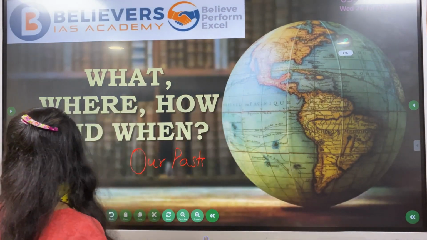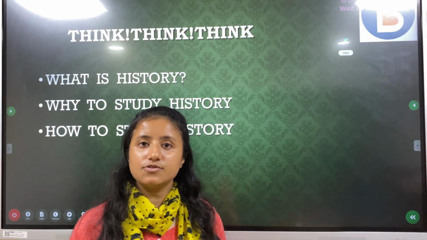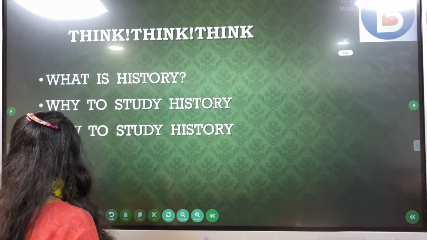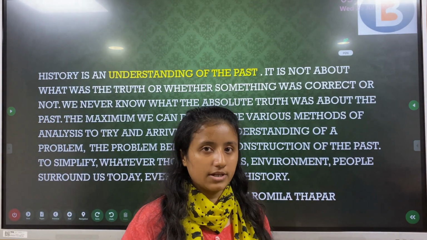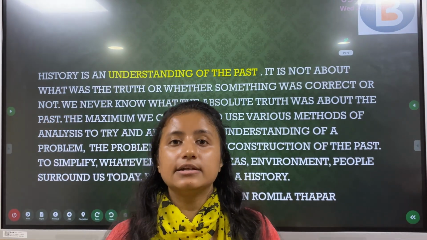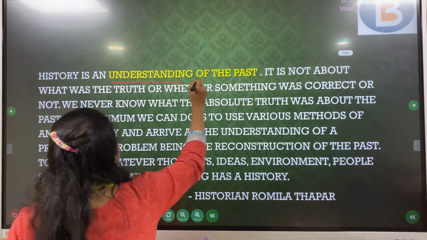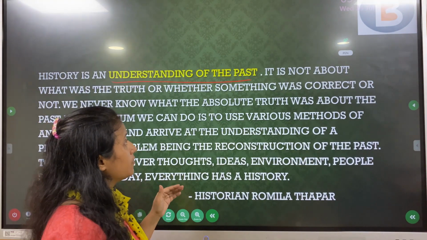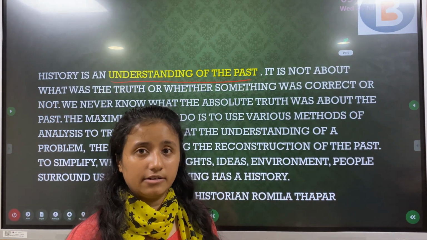Now let's move ahead. Here we will learn what is history, why we study history, and how we study history. Let's see all of these one by one. First of all, historian Romila Thapar says that history is an understanding of the past. It is not about what has happened or whether something that has happened is correct or not. It is not about finding the absolute truth also, because we can never find it.